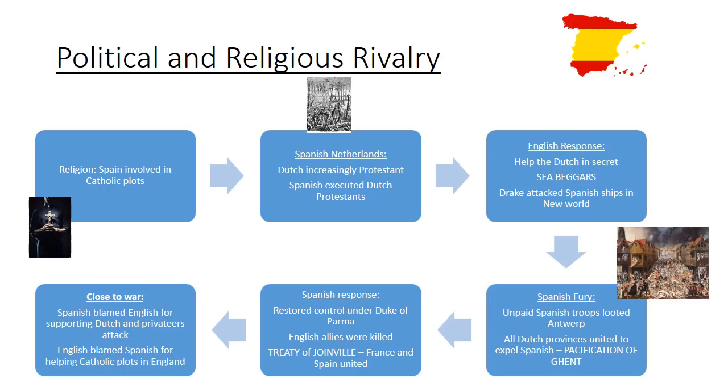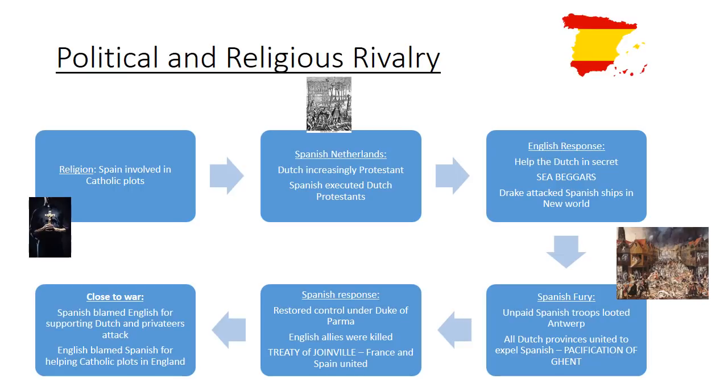Okay, so a little bit of background between the 2 countries. Obviously, first of all, Spain had been involved in numerous plots like the Ridolfi plot by supporting and encouraging plots against Elizabeth. Also, Spain controlled a near neighbour country of England, the Netherlands, and the Dutch, who were quite close to Germany and Martin Luther, had become increasingly Protestant. So the Catholics began to execute Dutch Protestants, the Council of Blood, 1568.